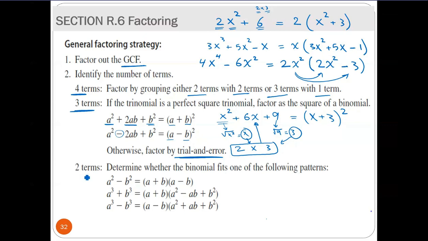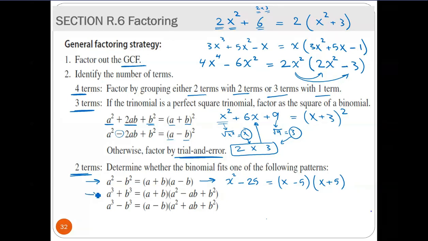If we have 2 terms, we have one of the 3 cases: difference of squares. If we have a squared minus b squared, put a plus b and a minus b. Example: x squared minus 25 equals directly x minus 5 and x plus 5, like this. This is the difference of squares.